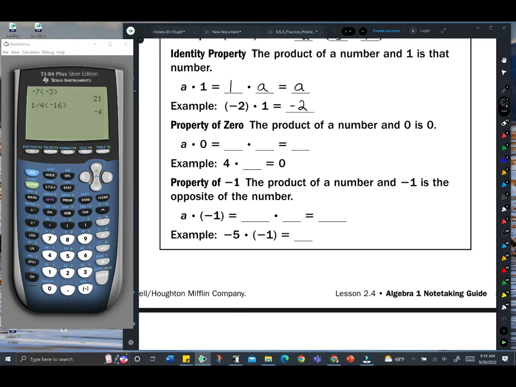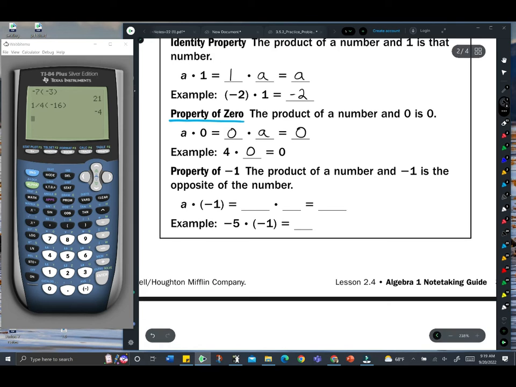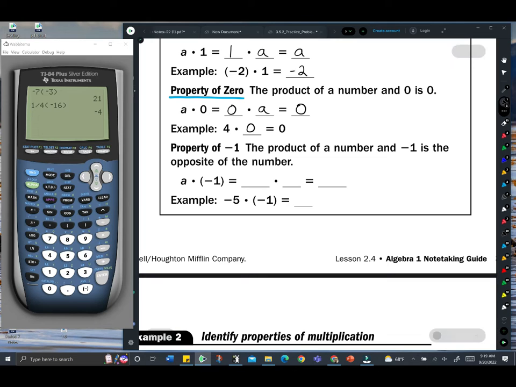We have two other properties. The property of 0: anything times 0 is 0. So A times 0 is the same thing as 0 times A. It is 0. So that is the property of 0. It's a unique one when we multiply. Anything times 0, could be a variable, could be a number, could be a negative. 4 times 0 is 0.